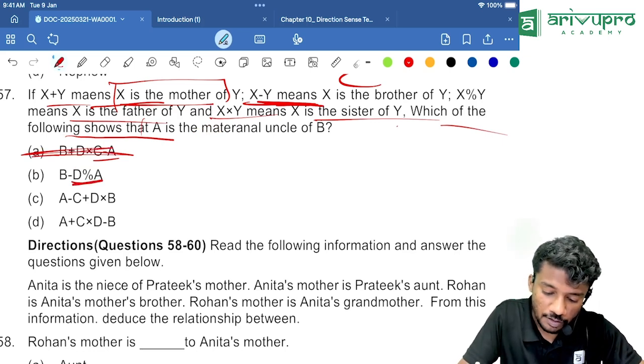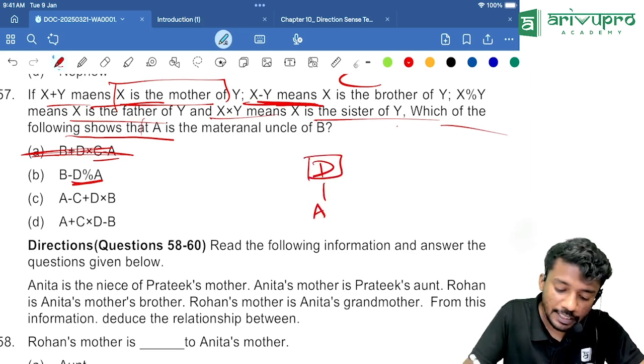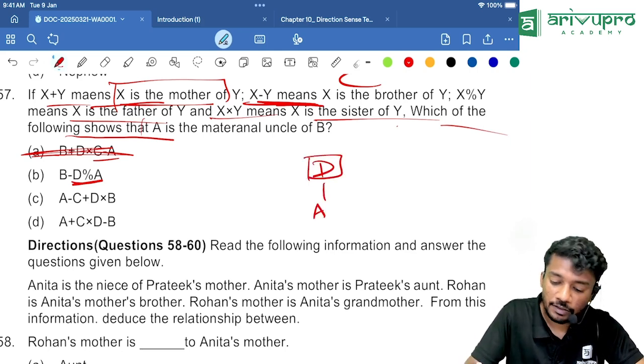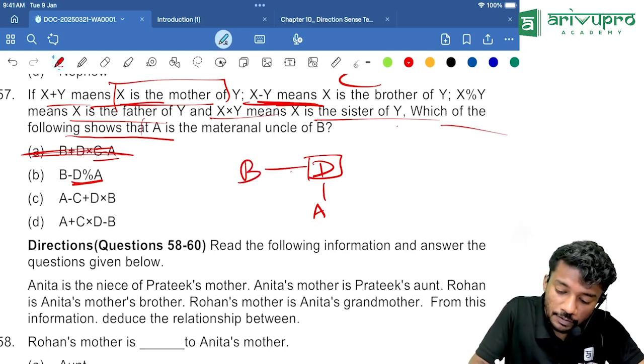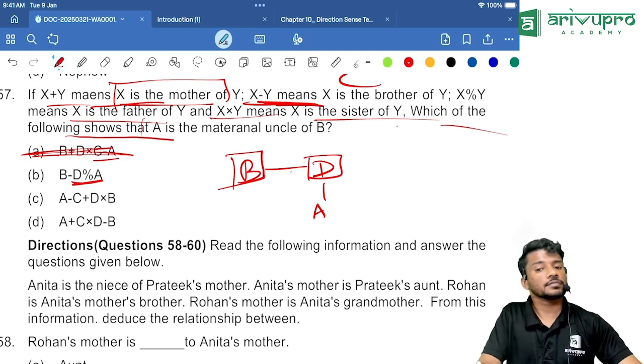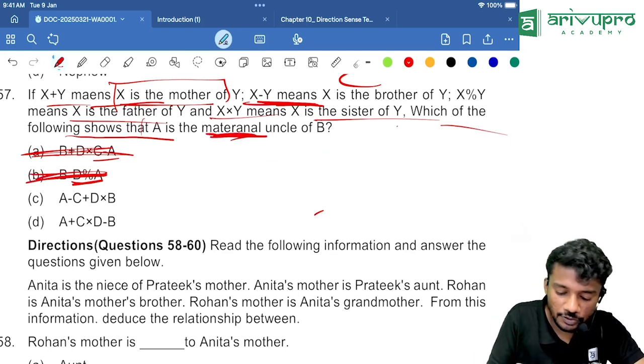D is the father of A. Then B minus D means B is the... does that mean maternal uncle? No, that is paternal uncle. That is also not right.